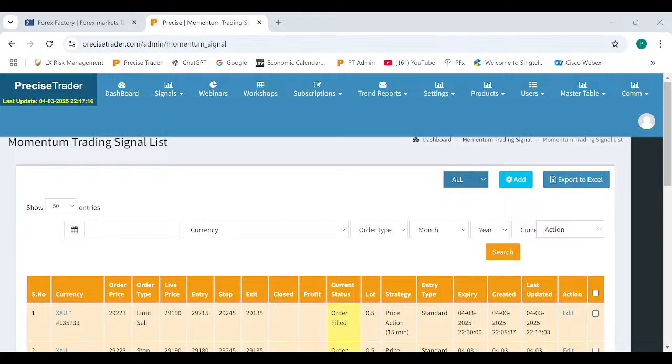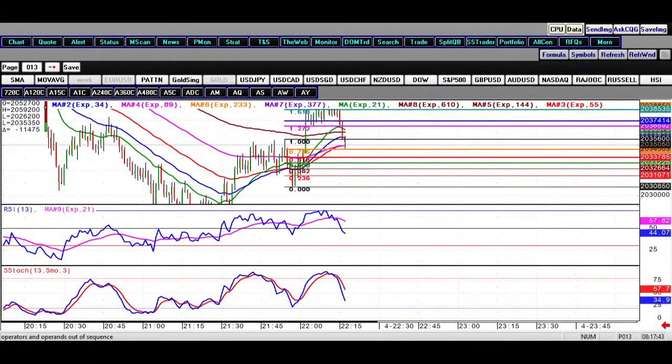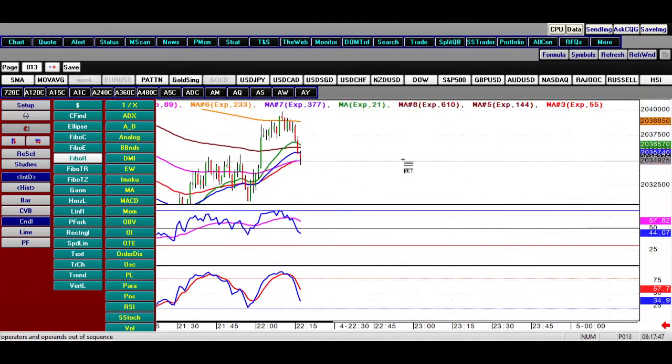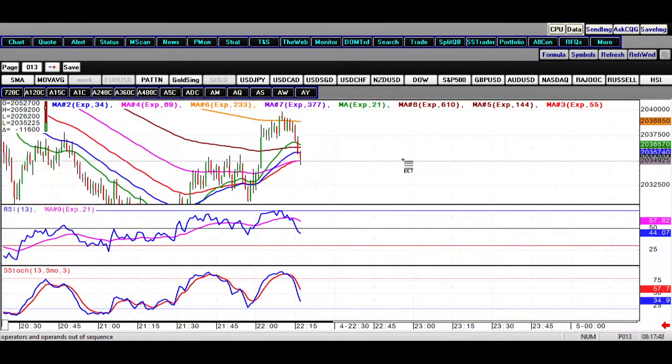Let me check with the system. I think we will wait for the main session to come into play. Okay, while we are waiting for the other trades to come in, we can look at the pound.